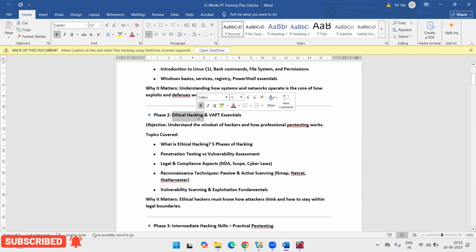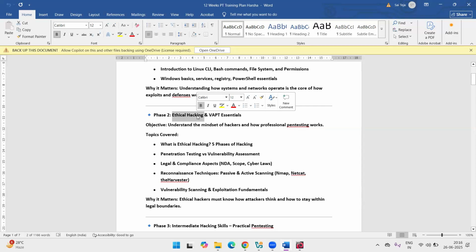How to find the flaws, how to exploit those flaws to break into the system. So here you will learn the attacker mindset. Okay, that is very, very important. Then we will connect that to the VAPT because VAPT is a professional course, right?